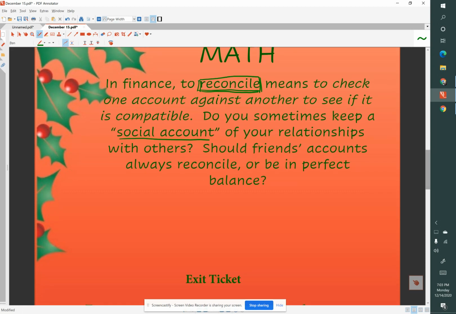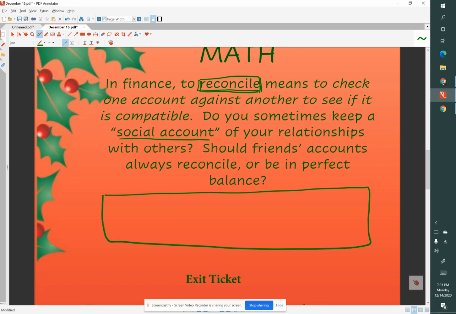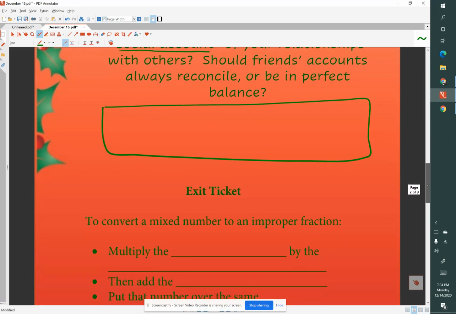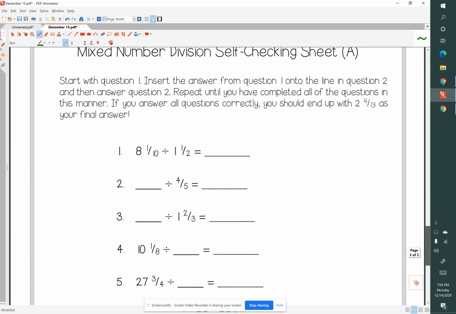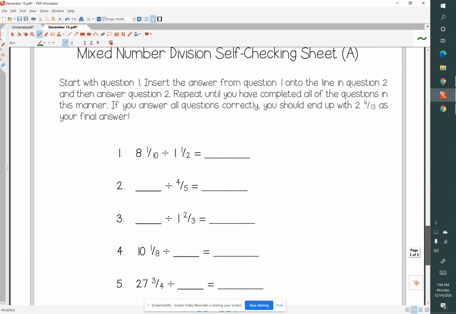But I would like you to respond to that in this space right here. You can use the draw tool or the typing feature. Remember, our do now and our exit are done in tools. We'll get back to our exit ticket later. Meanwhile, let's start with our mixed number division self-checking.